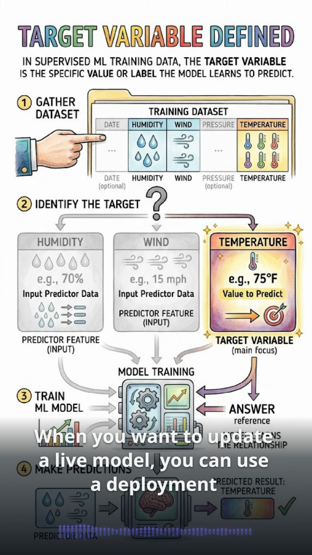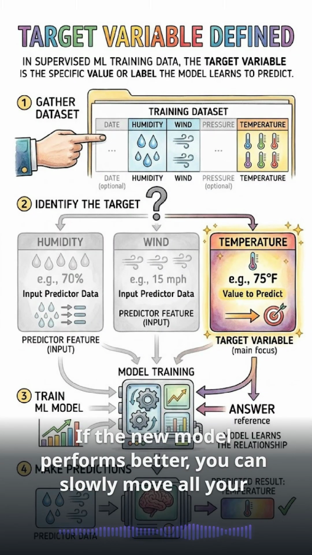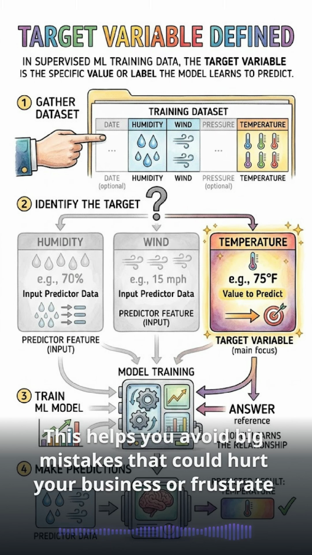When you want to update a live model, you can use a deployment strategy called A/B testing. In A/B testing, you send some customers to the old model and some to the new model to compare. If the new model performs better, you can slowly move all your customers over to the new version. This helps you avoid big mistakes that could hurt your business or frustrate your many loyal app users.